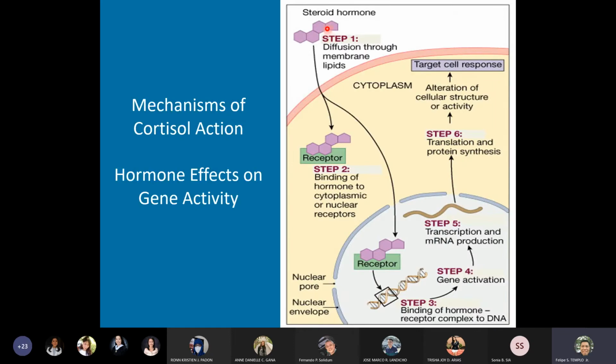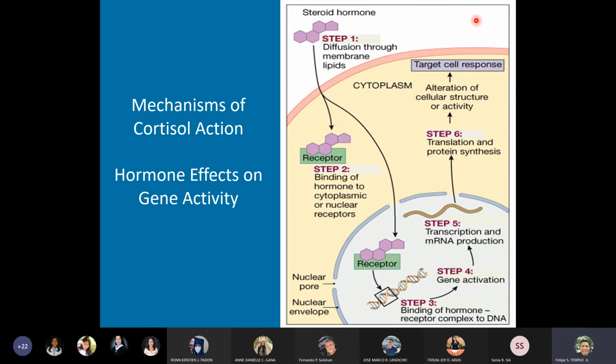So step one, your steroid hormone will diffuse through your lipid membranes. Step two, the binding of the hormone to cytoplasmic or nuclear receptors by displacing your heat shock protein. Step three, the complex will bind to your DNA. Step four, that binding would result in gene activation. Step five, transcription and mRNA production. Step six, translation of protein and essentially alteration of cellular structure or activity.